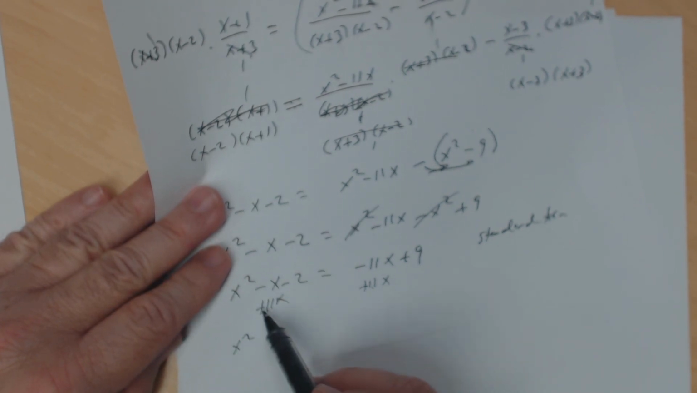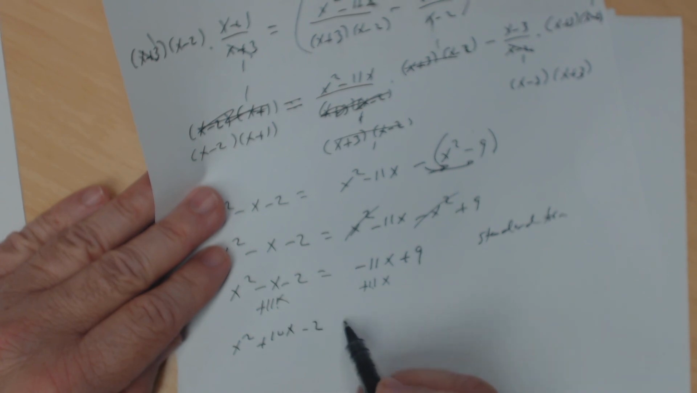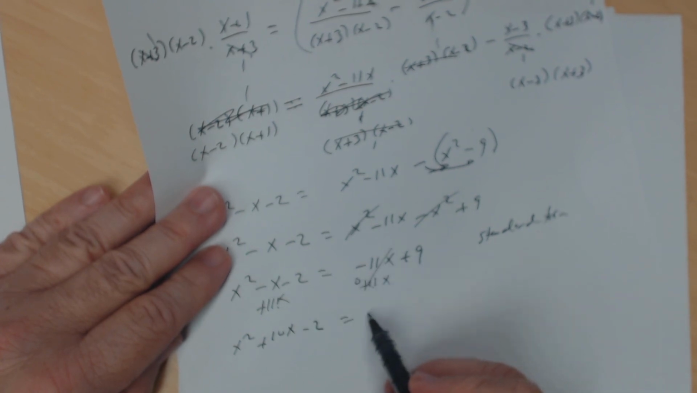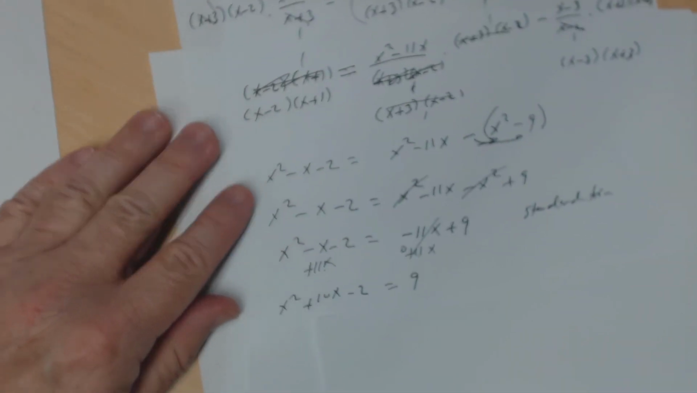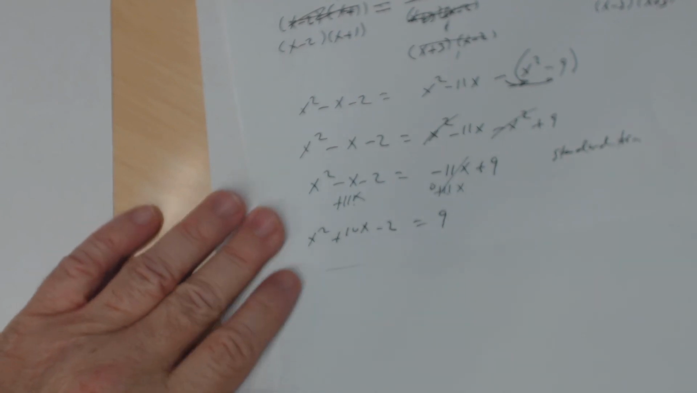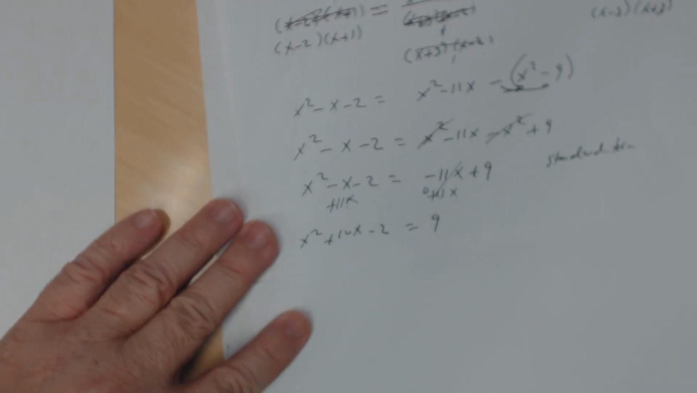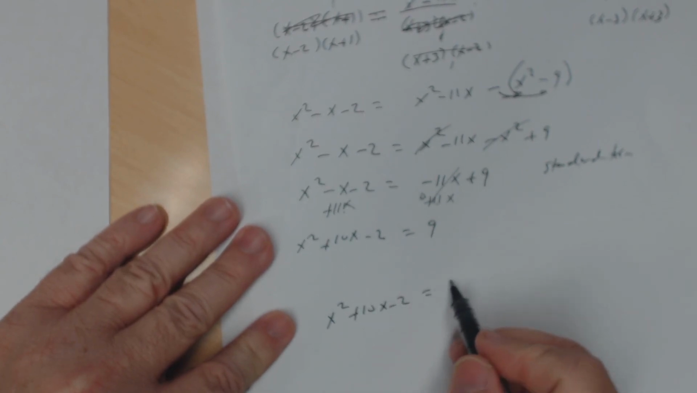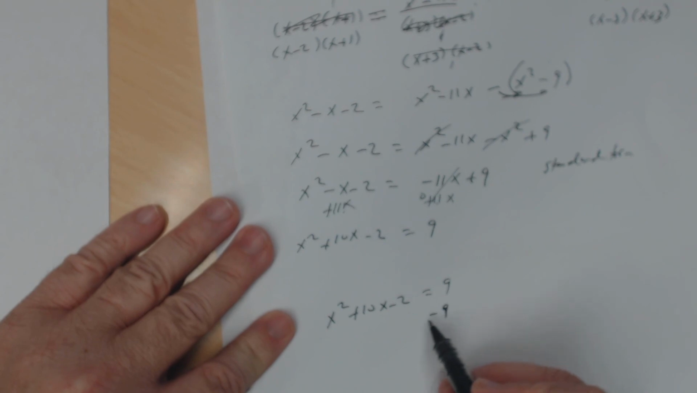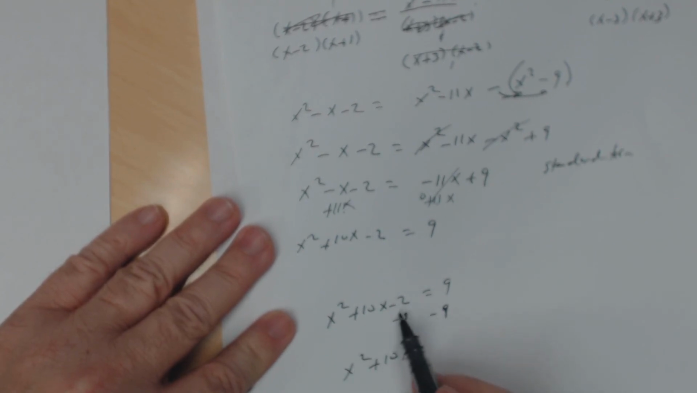So adding 11x to both sides, I'm going to line them up in like terms. I get x squared, a negative 1x and a positive 11x is a positive 10x, minus 2 equals, these add up to be 0, and you're left with 9. Okay, so the next step, notice how many steps this thing involves. It's quite involved. x squared plus 10x minus 2 equals 9. All right, subtracting 9 from both sides, aligning like terms, I get x squared plus 10x, a negative 2 and a negative 9 is a negative 11, equals, and then 9 minus 9 is 0.